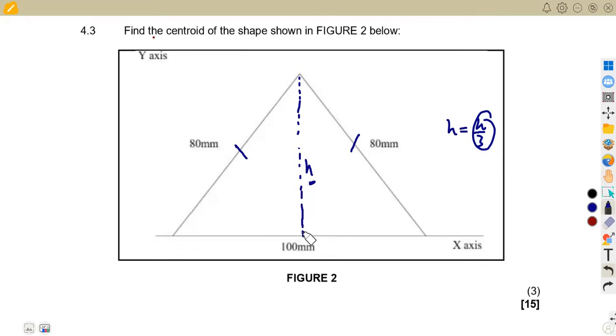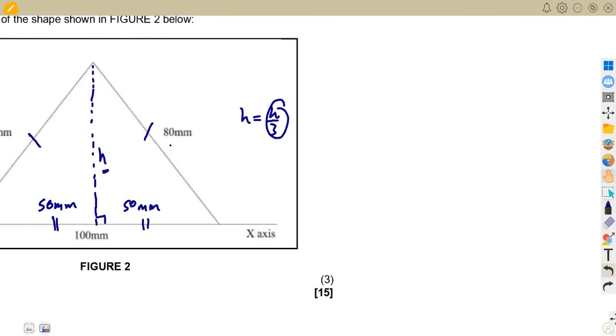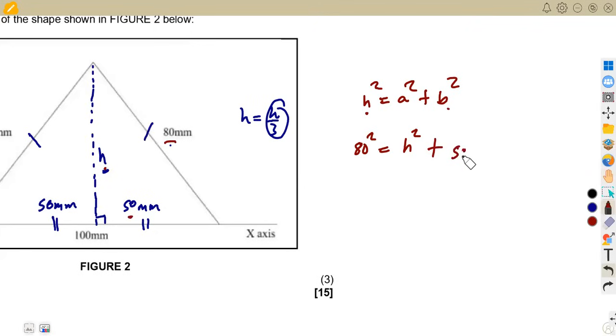It's an isosceles triangle. So this will be at 90 degrees, and it bisects this side into 2 equal parts. So if this is 100, divide by 2, this will be 50 millimeters here. This will be 50 millimeters on this side. So meaning you can use Pythagoras to find the third side, because we are given 2 sides on a right angle triangle. So it's going to be h squared is equal to a squared plus b squared, where h is the hypotenuse. 80 squared is equal to h squared, which is the h of the perpendicular height, not of the hypotenuse, guys. Do not confuse there. Plus this b, which is the other side, which is 50 squared.